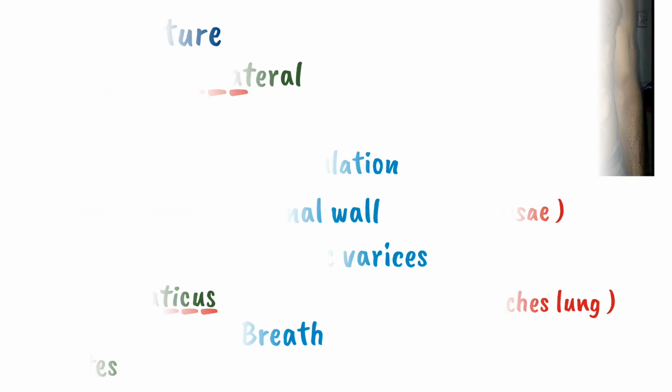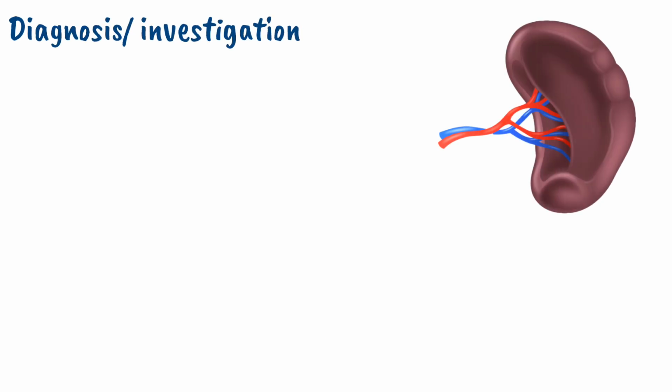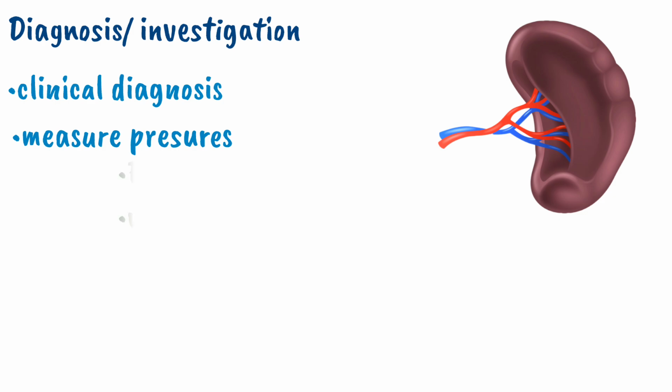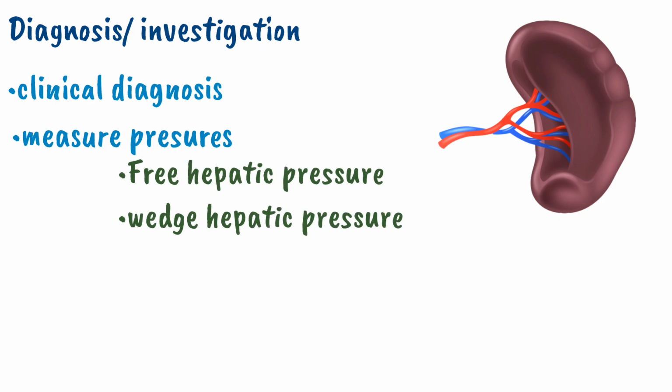Now come toward the investigation or the diagnosis of portal hypertension. Remember that the diagnosis of portal hypertension is usually clinical. We diagnose a patient on clinical grounds. Apart from that, we can measure the pressure, such as free hepatic pressure or the wedged hepatic venous pressure, but it is usually not performed because it is an interventional procedure.